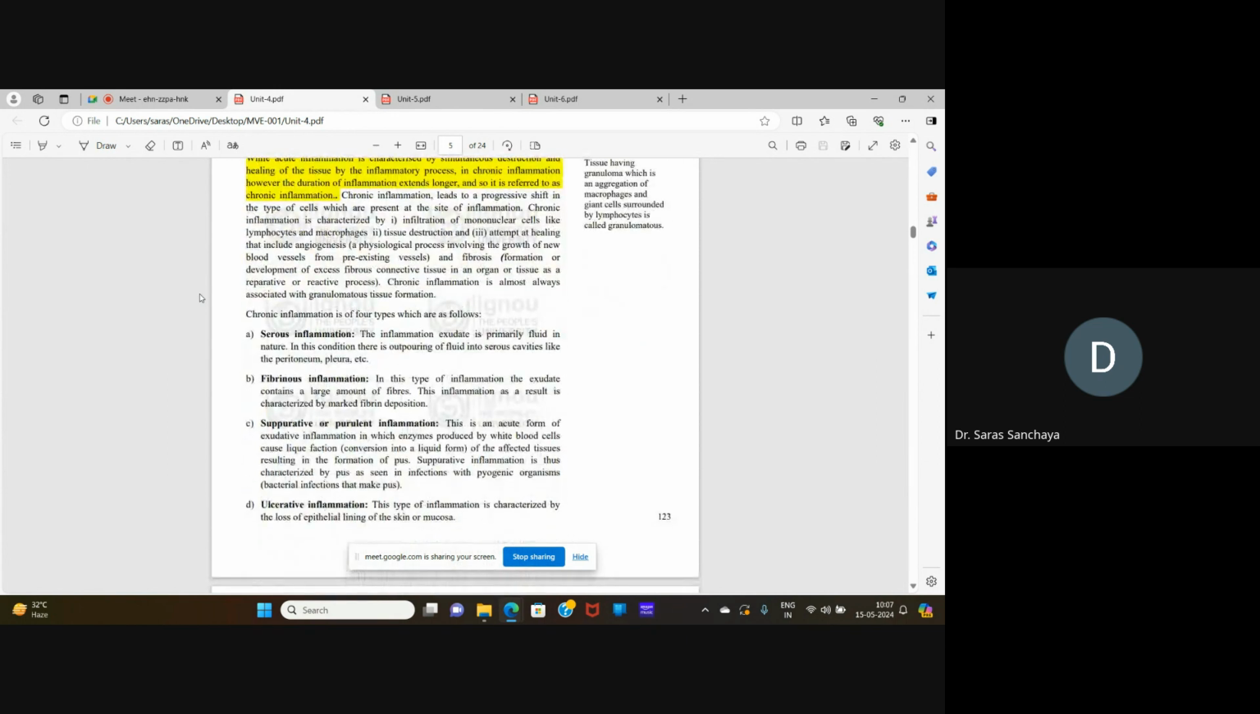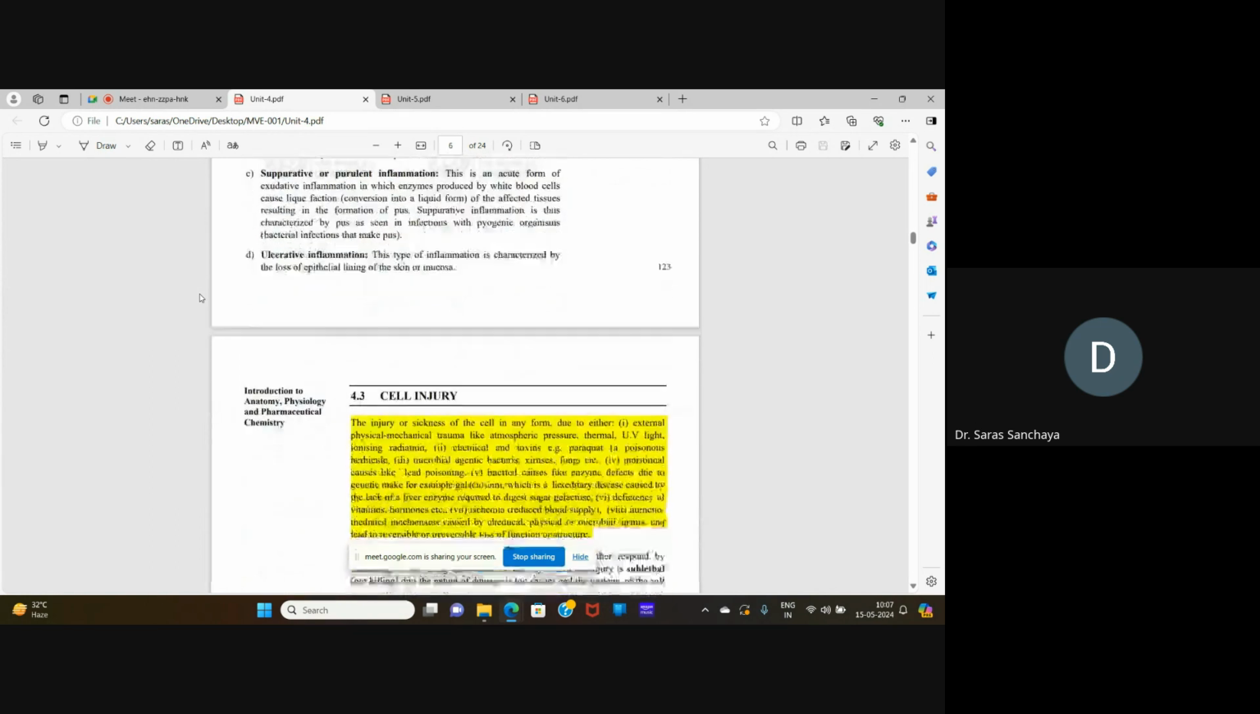Chronic inflammation is of four types: serous inflammation, fibrinous inflammation, suppurative inflammation, and ulcerative inflammation. It is similar to the types of acute inflammation only. Now we come to cell injury.